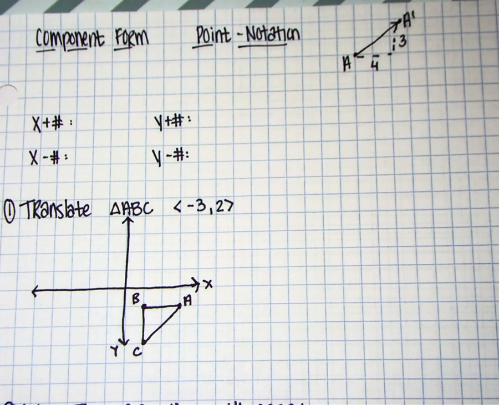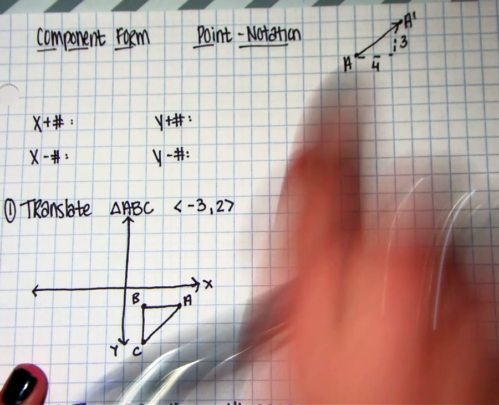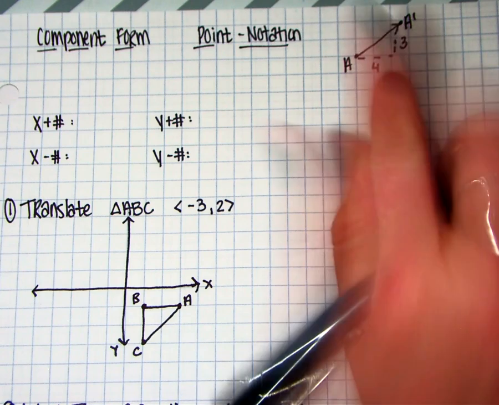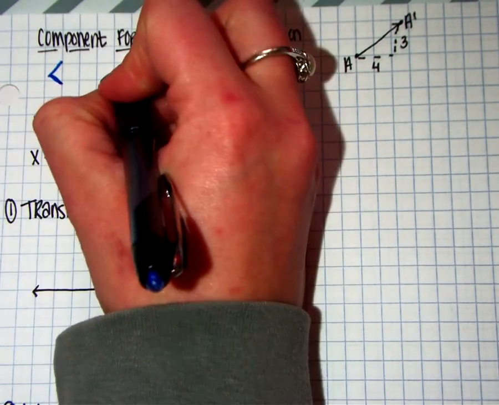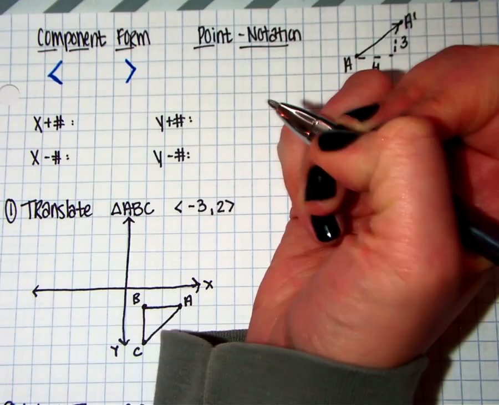Alright, today's lesson is how to translate a figure in the coordinate plane. So let's go ahead and get started first with a little bit of notation and the differences between the two. The first type of form using a vector is called component form. We write component form using a pointed set of brackets instead of parentheses.